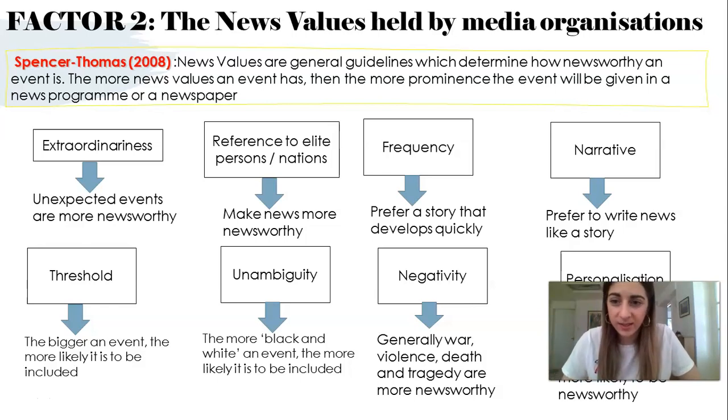So we've got extraordinariness. If it's an unexpected event, it will probably be included. If it refers to elite people or places, it's more likely to be newsworthy. So we tend to hear more about, for example, America and European countries, and less from third world countries. Then frequency. If it's a story that develops quickly, it's more likely to be included. If you think of the BBC Live stories where they've got a stream that gets updated every 30 seconds, that sort of story is more likely to be included. And they prefer to write news like a story, so anything with a narrative is more likely to be included.